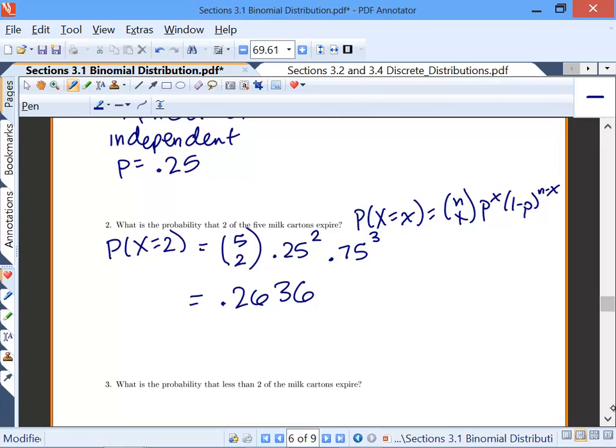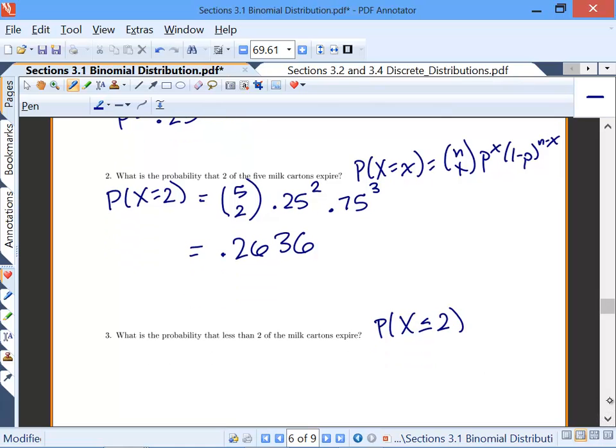Any questions on how we calculated that? What is the probability that less than 2 of the milk cartons expires? So this way I'm looking for the probability that x is less than or equal to 2. What x values does that include? 0 and 1 and 2. So we know the probability of 2. Let's find the probability of 0 and 1.